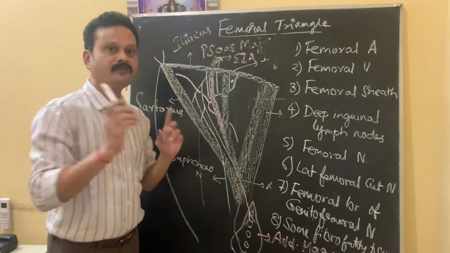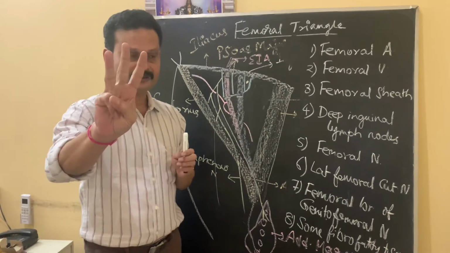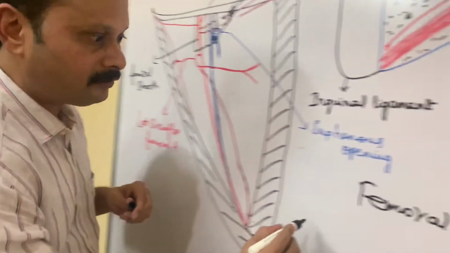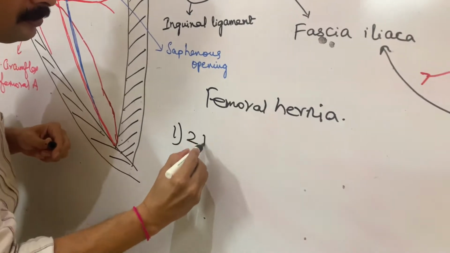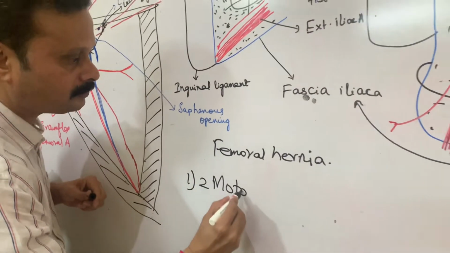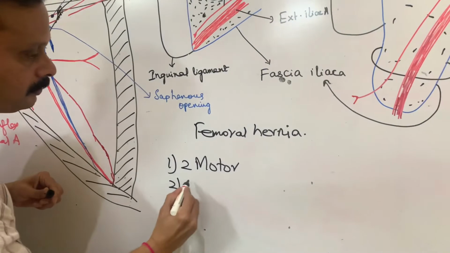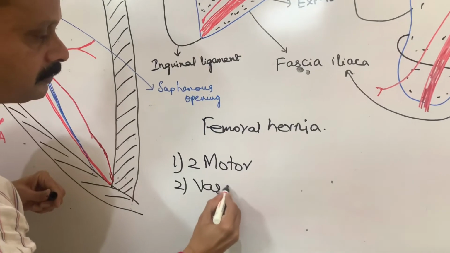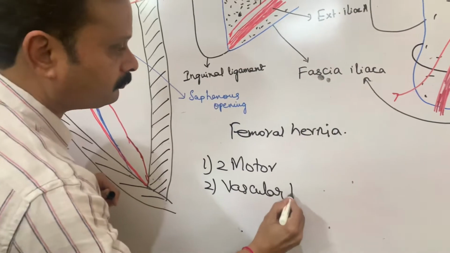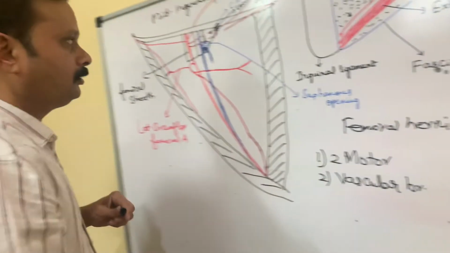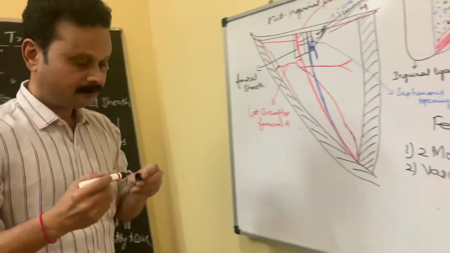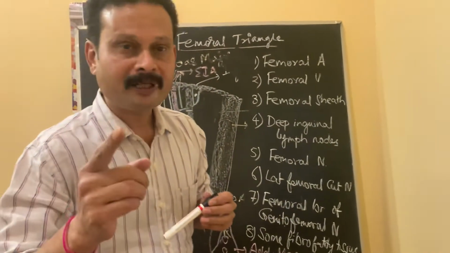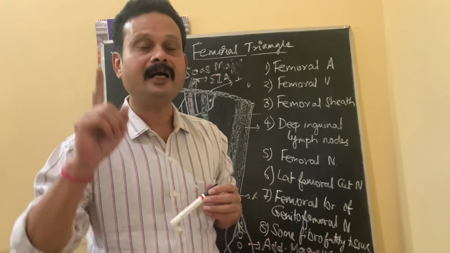This trunk of the femoral nerve gives 3 branches. 2 are motor nerves and 1 is a vascular branch. The 2 motor nerves supply iliacus and pectineus.